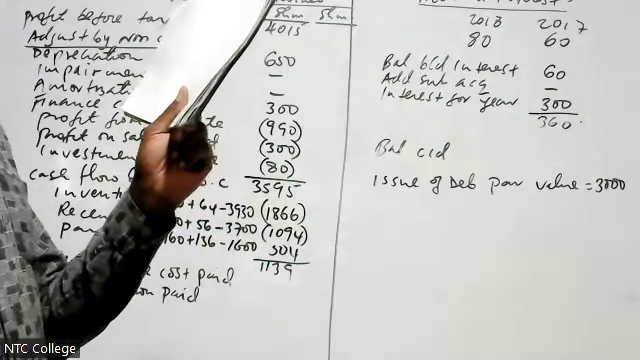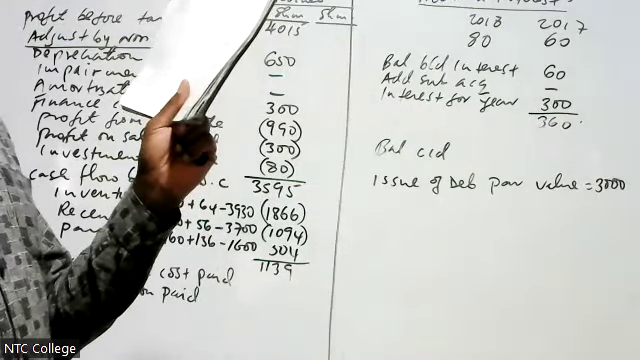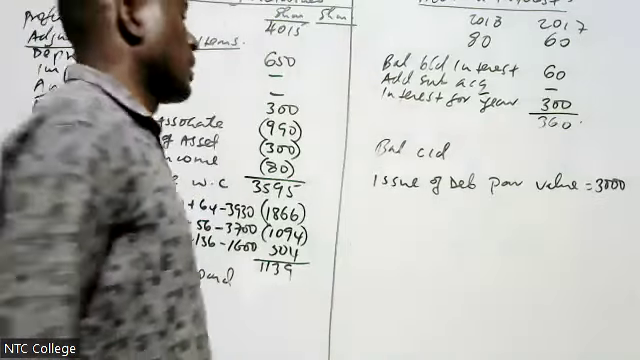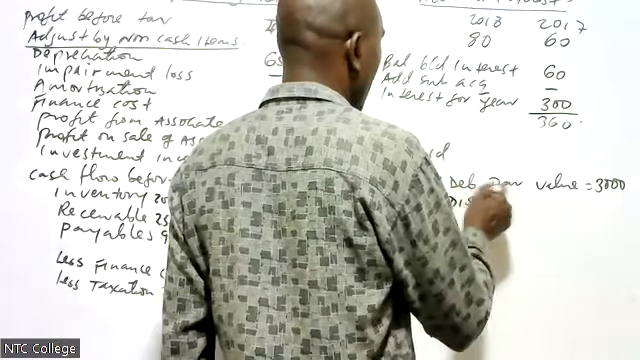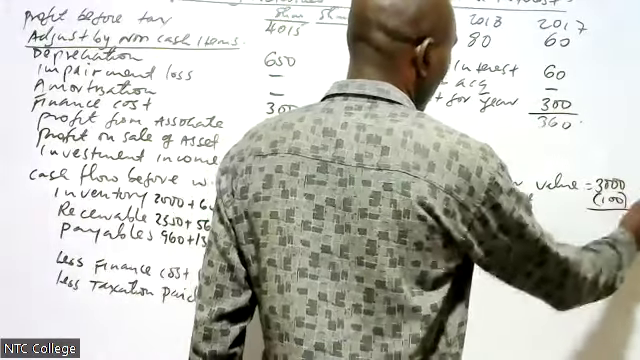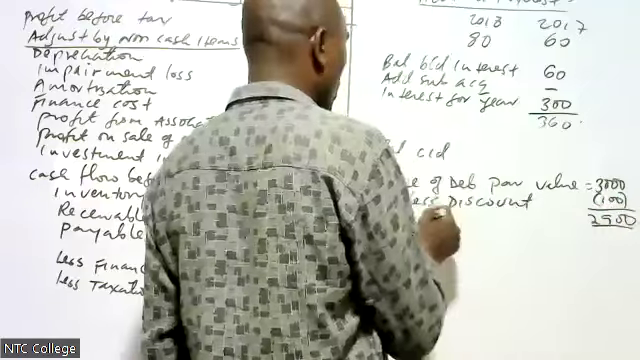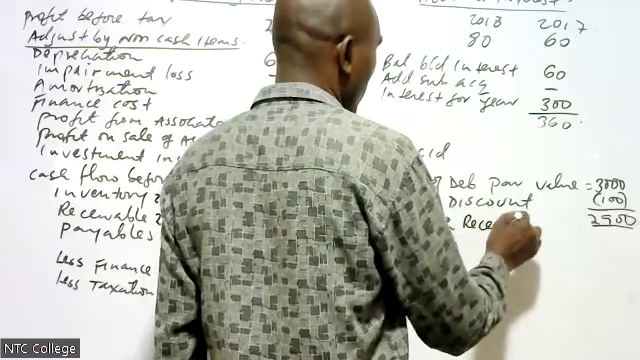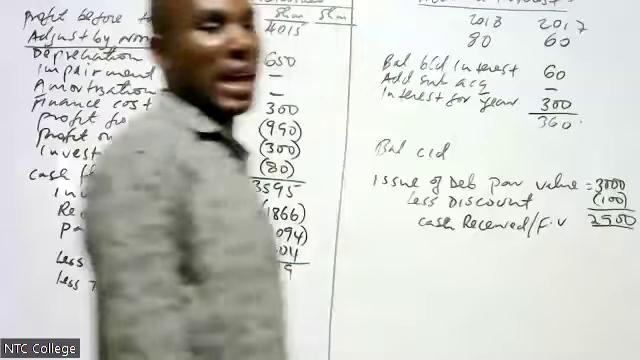Then, at a discount of 100 million. Then I come to less the discount. Less discount, 100. Therefore, it comes to 29. Therefore, cash received or fair value is 2,900.